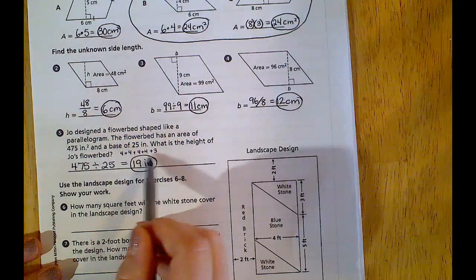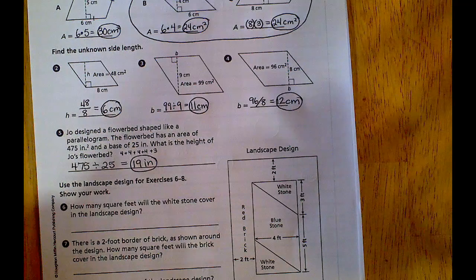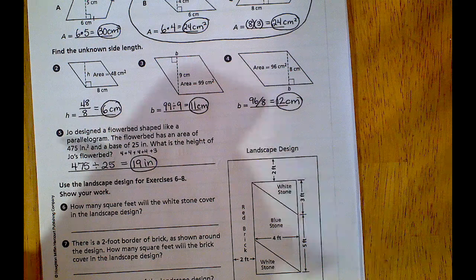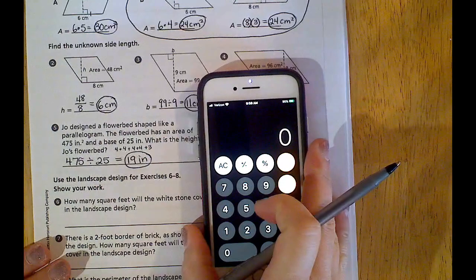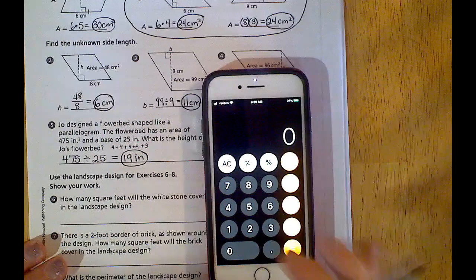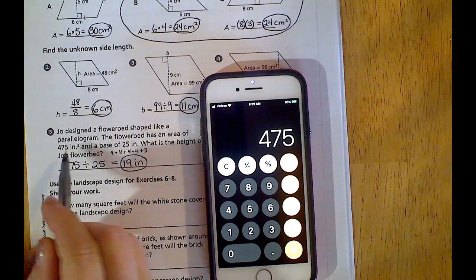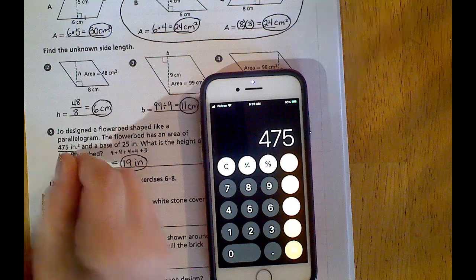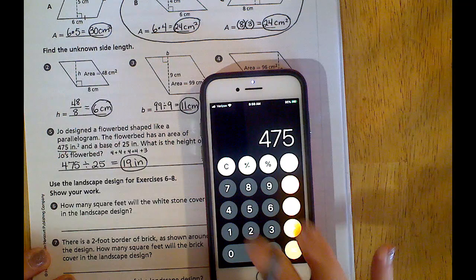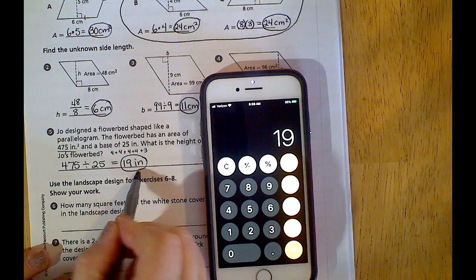And again, I can double check that. I would always double check. I tell the kids, I told the class before, we have calculators to check our work. That's the purpose. So don't ever feel like you shouldn't do it. So if I have 475, which is the number that I have here, and I'm going to divide it by 25, that would get me to 19.